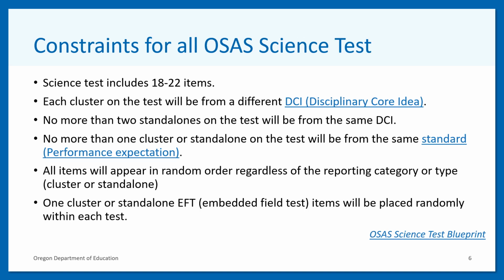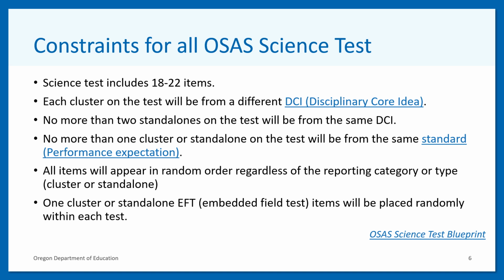The OSAS science test is an adaptive test, which means the question difficulty adjusts as the student works through the test, providing easier or more difficult items based on correct and incorrect student responses. The science test includes from 18 to 22 items.